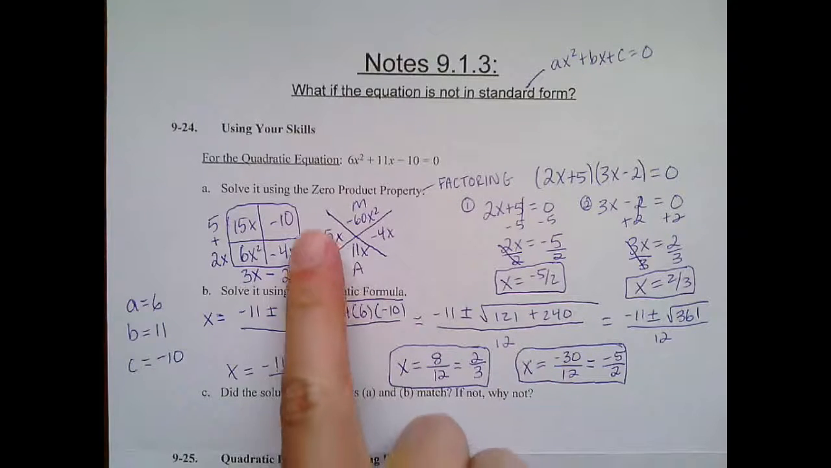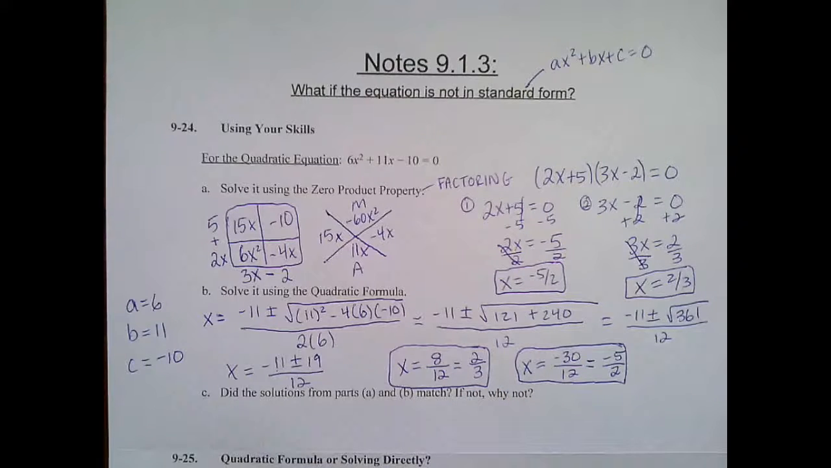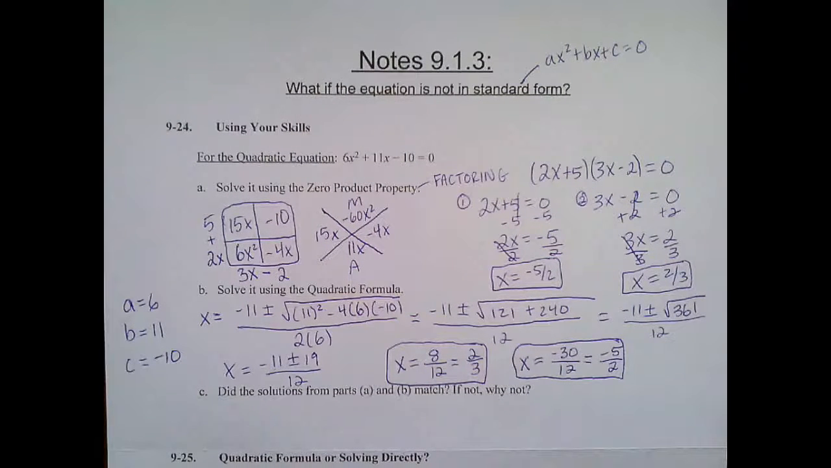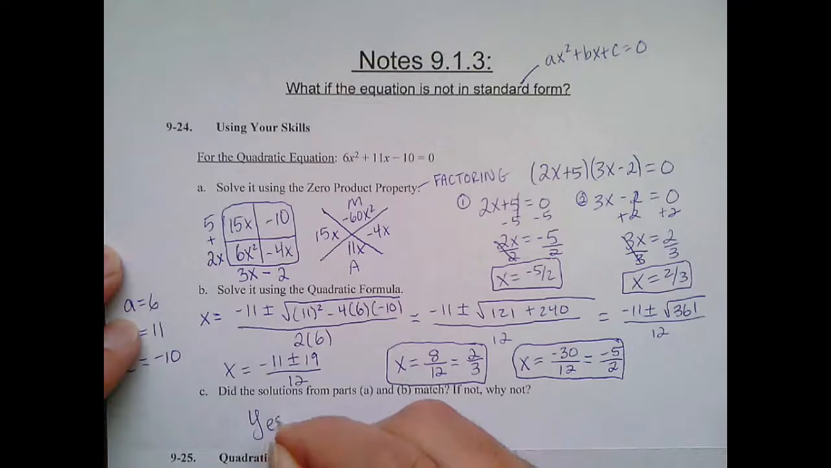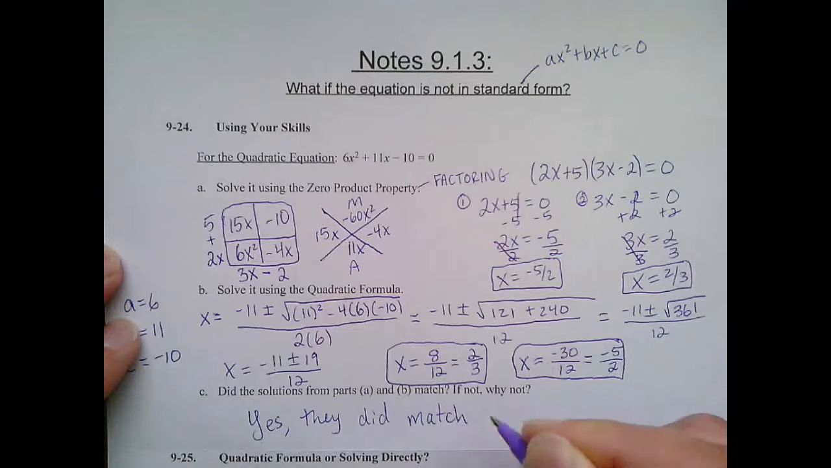So notice how if I did it with the zero product property in factoring, I got negative 5/2 and 2/3. If I do it with the quadratic formula, I also get negative 5/2 and 2/3. Just like we talked about in the last video, it doesn't matter if you do factoring or the quadratic formula, you should get the same answer. So that's kind of nice. Some people like the quadratic formula because it's just plugging in the things that you know. Some people like factoring because we've done so much of it and they're more familiar with the diamond. It's really up to you. So did the solutions from part A and B match? If not, why not? Yes, they did match. Factoring and the quadratic formula produce the same solution.